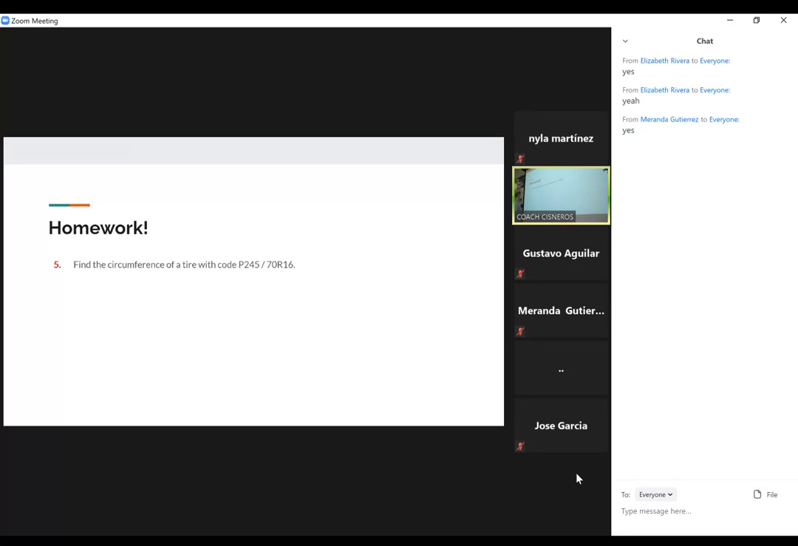Step 1, we're going to convert the width into inches. So we divide it by 25.4. So your first step, divide the 245 by 25.4, and you get 9.65 inches. That's the width of the tire. I meant to send this PowerPoint to you guys so you could have it on your phone, but I'll send it to you in a second when you're working.